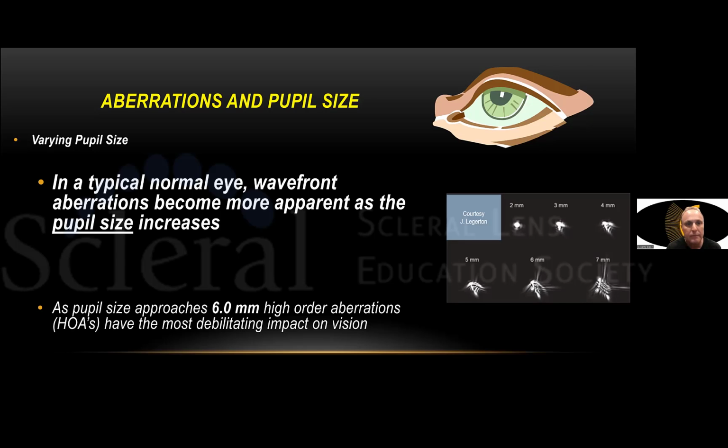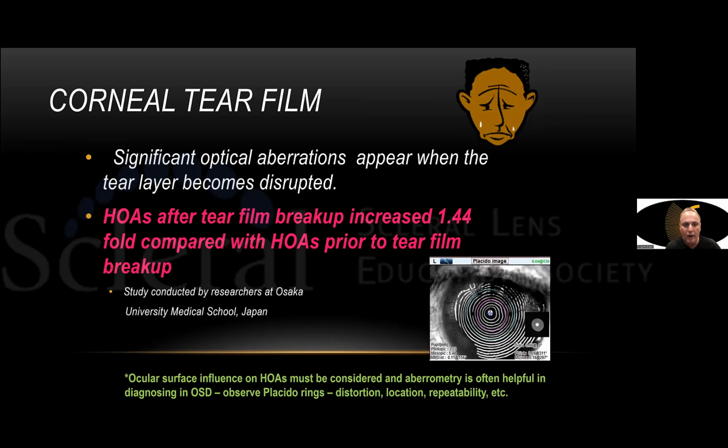The tear film, I just want to really emphasize the significant role that dry eye can play on aberrometry and high order aberrations. High order aberrations after tear film breakup have been shown to increase by about 1.5-fold compared to the high order aberrations before tear film breakup. Now, why is this important?